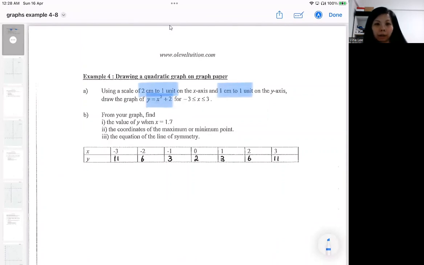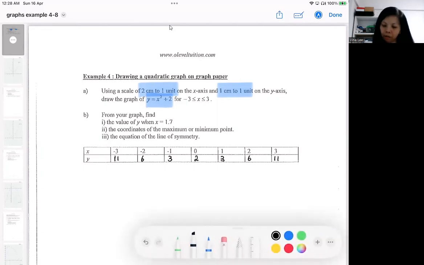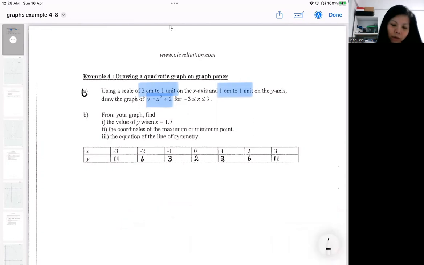So you will be awarded marks for following the scale. Okay, and in part A here, you've got to follow the scale to draw the graph. Some people got a mind block and didn't know how to draw. They're supposed to fill up the table. In order to draw, you will need a proper table first, and you are given the equation.